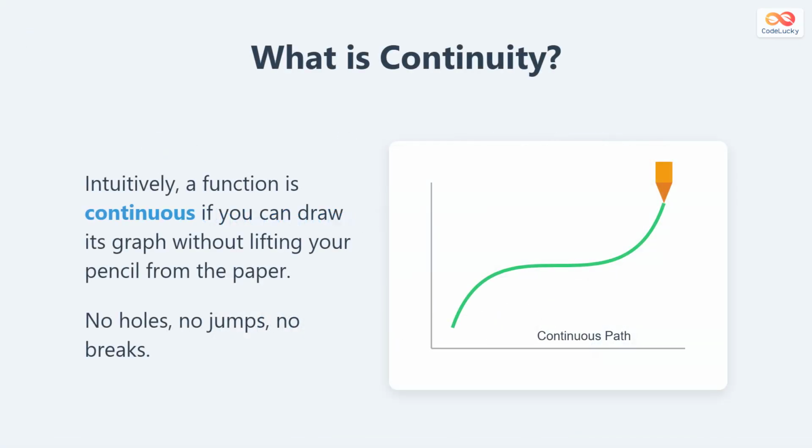Before we get into the math, let's understand the concept intuitively. A function is considered continuous if you can draw its graph without ever lifting your pencil from the paper. This means there are no holes, no jumps, and no breaks in the curve. It is a smooth, unbroken path.